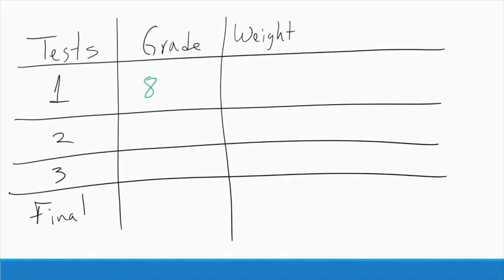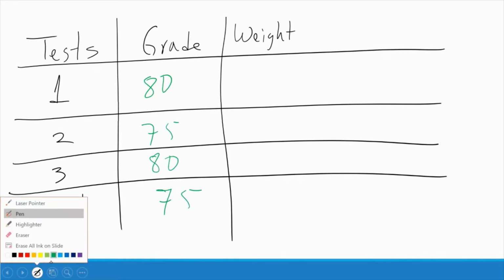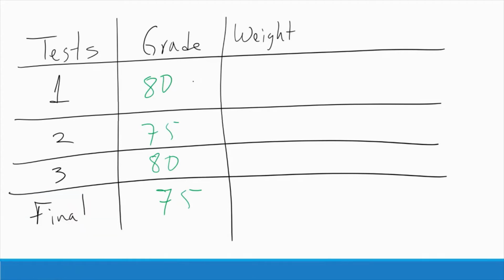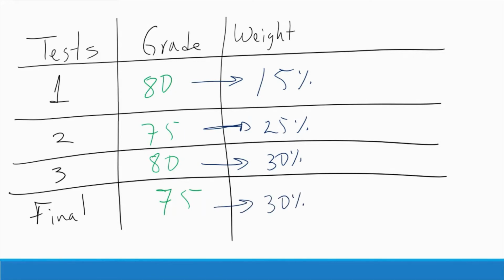Let's assume for test 1 we're getting an 80%, then 75, then 80%, and 75. Okay, so now how do we do this? Let's say for test 1, that is 15% of the weight. For test 2, 25% of the weight. For test 3, 30%, and for the final, 30%. So now, when we do this math, 15 plus 25 plus 30 plus 30, you get your whole 100% of the grade. Now, how do we calculate the final weight?